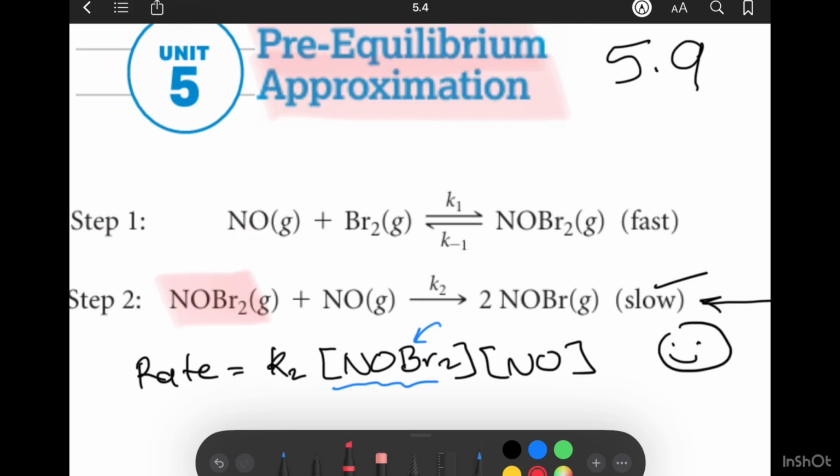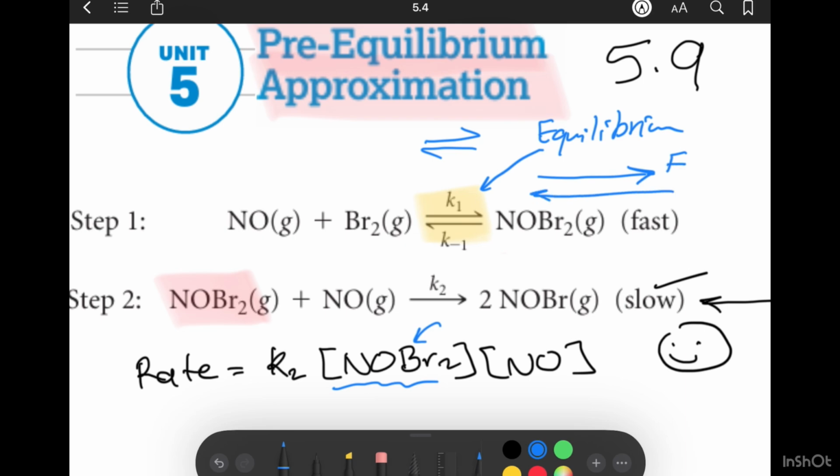You have a beautiful thing in step number one. You just notice that you have reversible arrows, and reversible arrows mean that you have an equilibrium. The equilibrium means that the rate of the forward reaction is the same as the rate of the backward reaction.